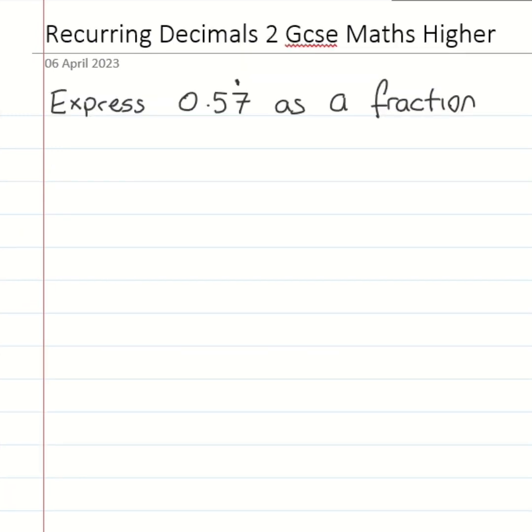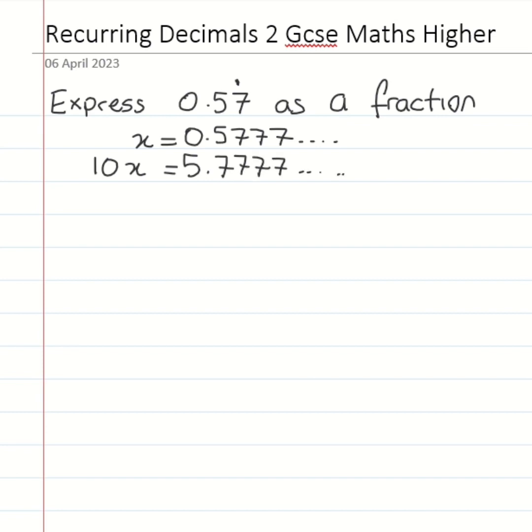Example 2 on recurring decimals. We will first define the recurring decimal as x, and since the dot is above 7, the only repeating number is 7. Therefore, x would be 0.577 recurring. What we are going to do now is multiply both sides of the equation by 10. So we would then move the decimal place once to the right, which means the right-hand side would be 5.777 recurring.